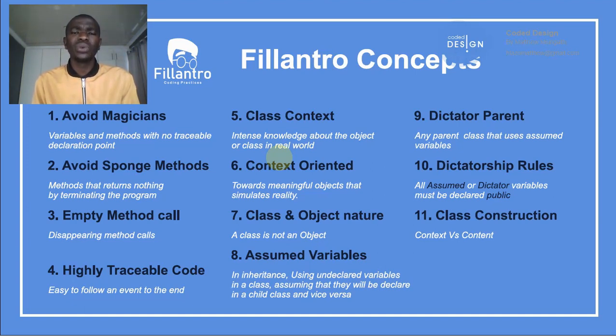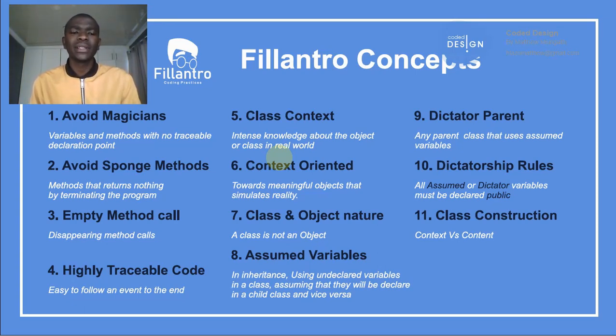magicians. As you know, magicians are people who have the capability of making things appear and disappear, and it always puzzles us, how is that happening? So being puzzled by your own code, I think it's a bad programming practice, or a sign that you are doing something wrong.